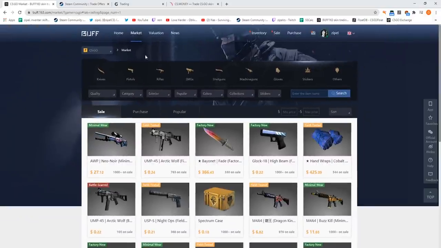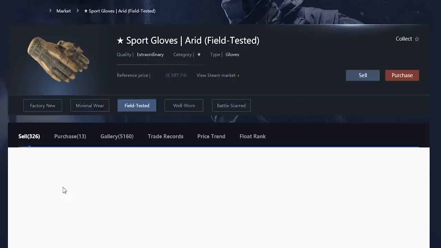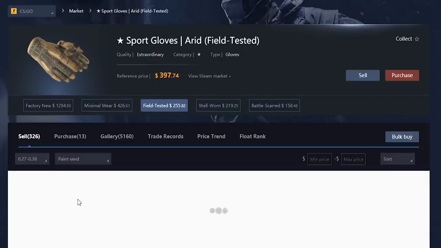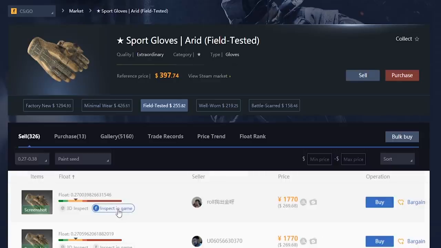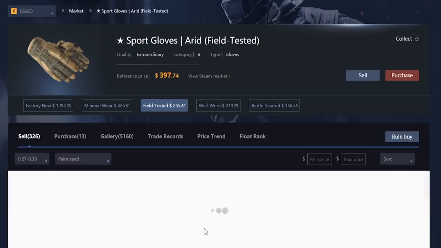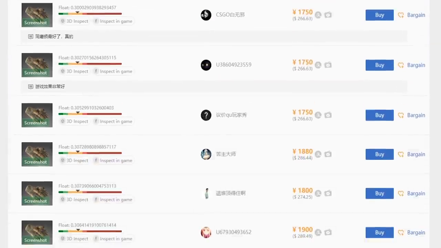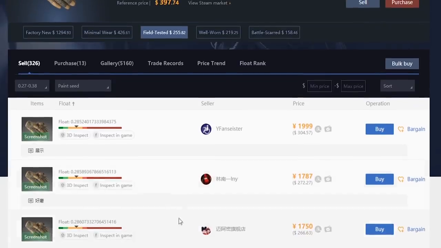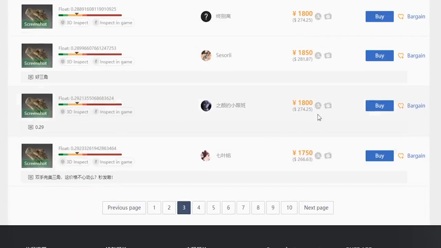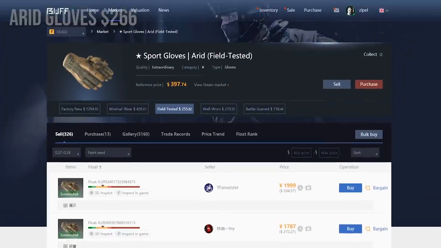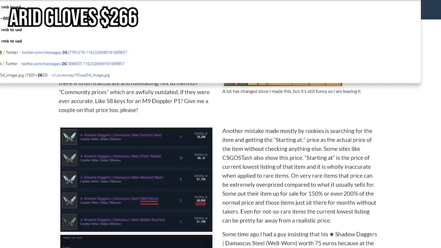So in this case, what I would do to figure out if this trade is worthwhile, I'll go to Arid in field tested. Then I will go to the float range here. I will select this one, and then I will show the lowest float first. And then I'll simply go here and then look at the 29s here. So that's $260, the cheapest one I've found so far. And then I'll go look here again on this page. Should be some more 29s here. So this one is 274, 263, 266. So this one would probably be around 266.